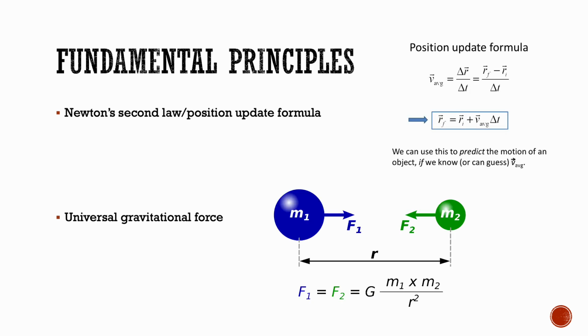Here are the two fundamental principles we used in the experiment. So we'll first use the universal gravitational force formula to know the net force on the object. And then we'll use the position update formula, which is Newton's second law, to update the rate of change of velocity, and then know the change of position of the object.